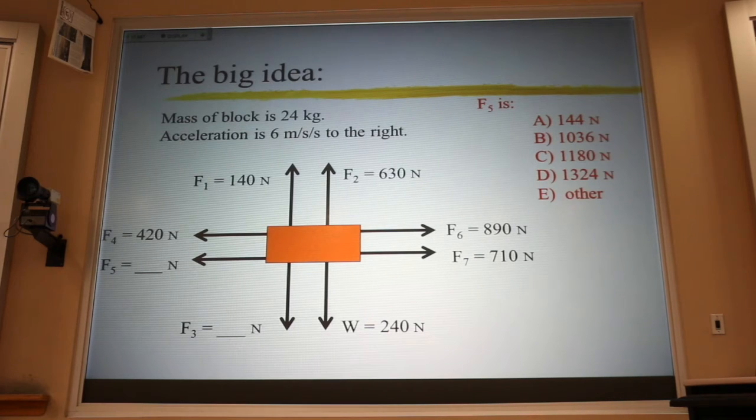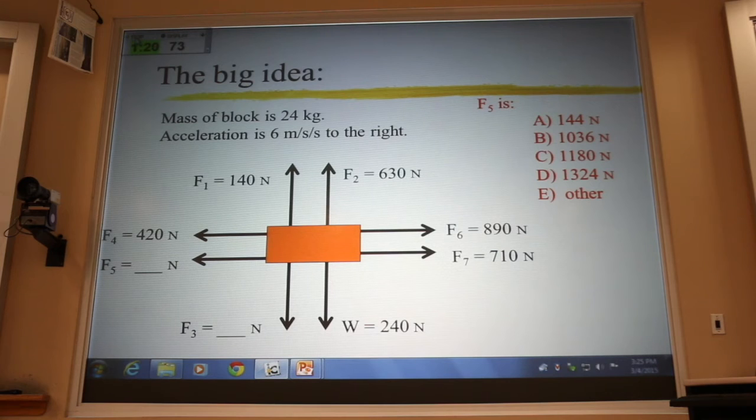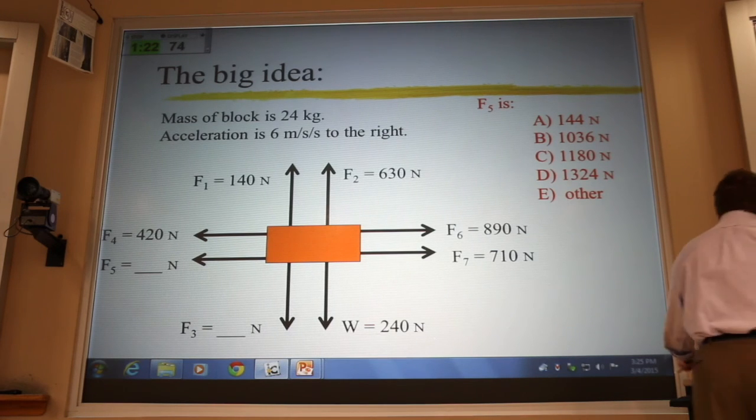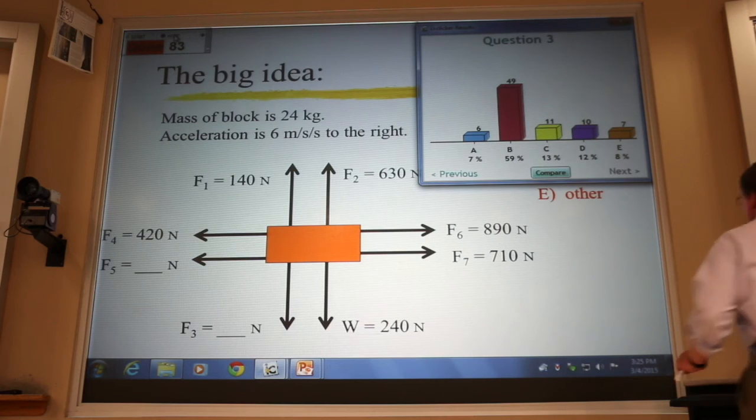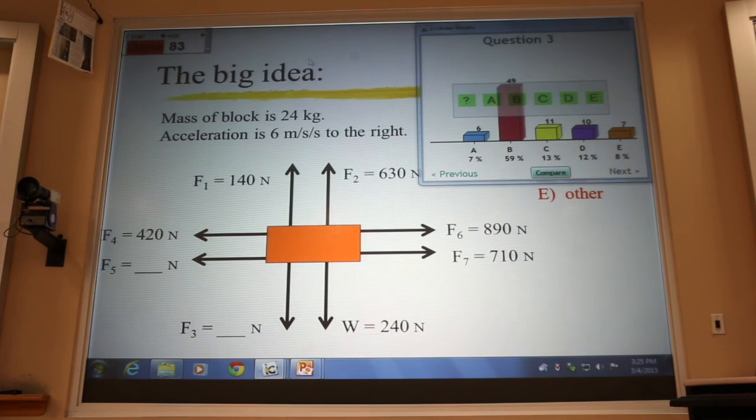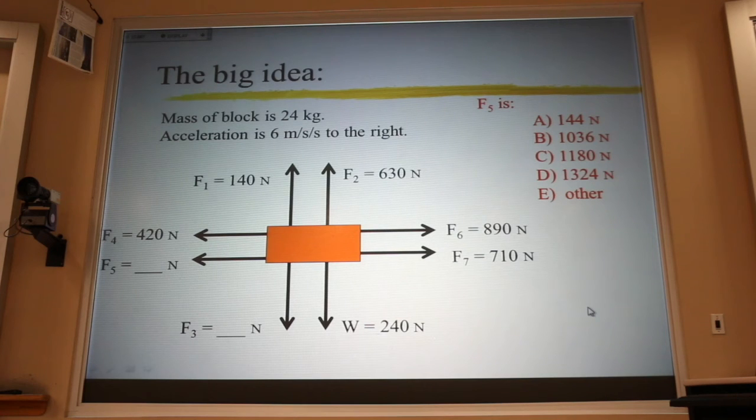Now let's do it for F5. Okay, use the F net equals ma in the x direction. Okay, get your vote in. Good, the answer is B, but we're not as sure as we were before. Okay, let's do it together.